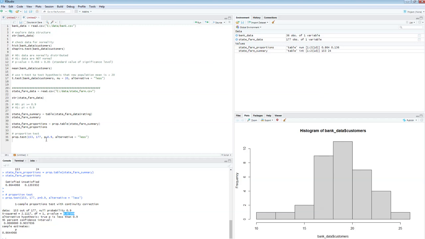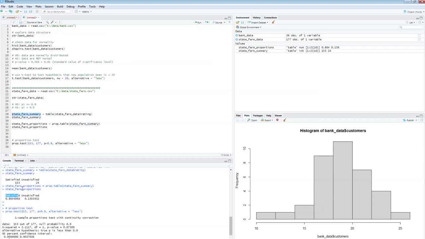But in the spirit of true programming, I chose in the slides not to do that. Instead of hard coding the numbers 153 and 177, I'm going to refer to the count of the category of interest and the sample size. All the counts I have already, in the variable state_farm_summary. So satisfied, the count was 153. Unsatisfied, the count was 24. How can I access these two numbers?